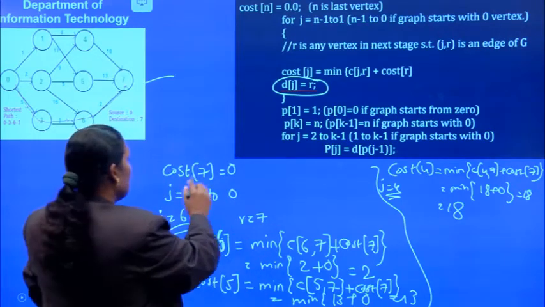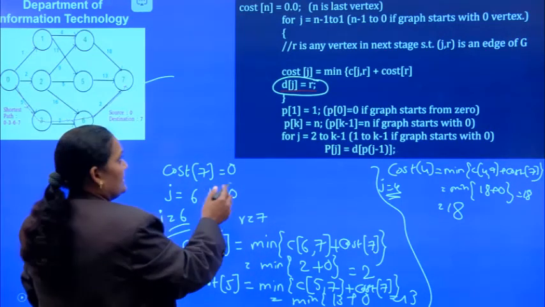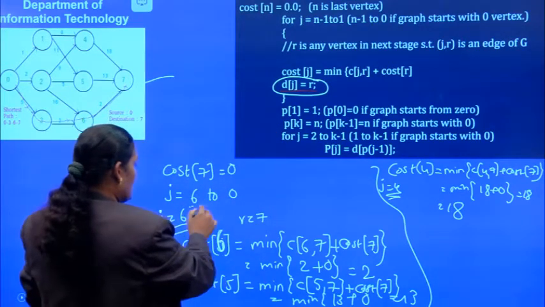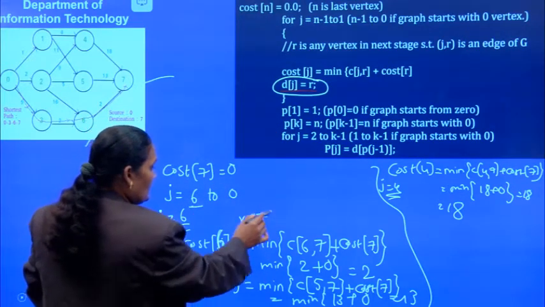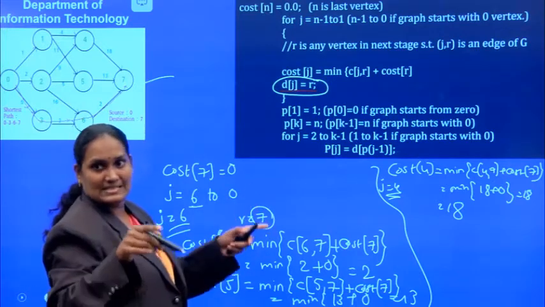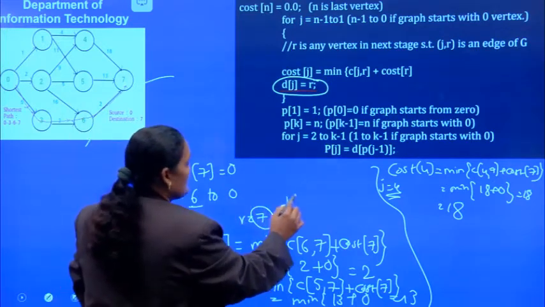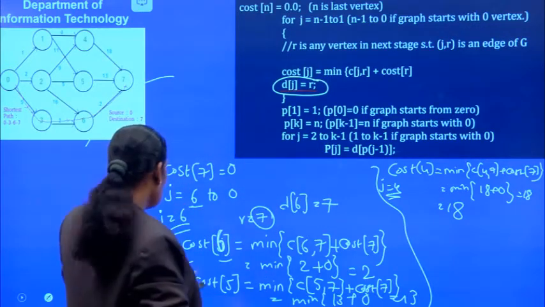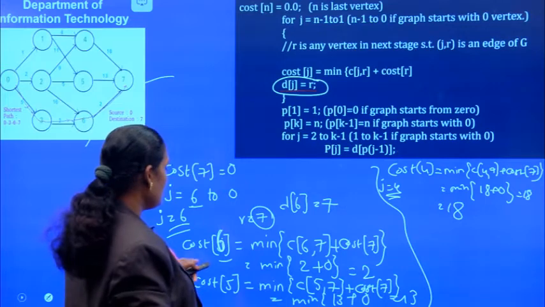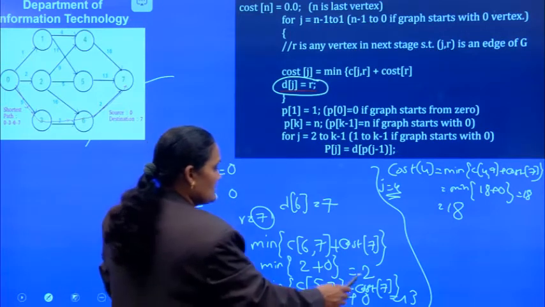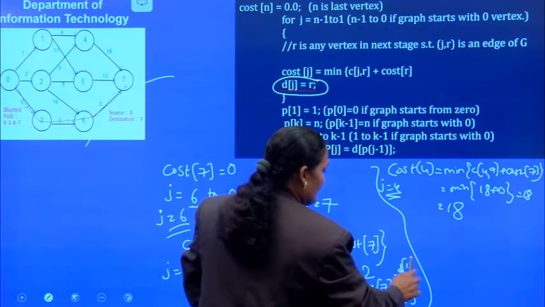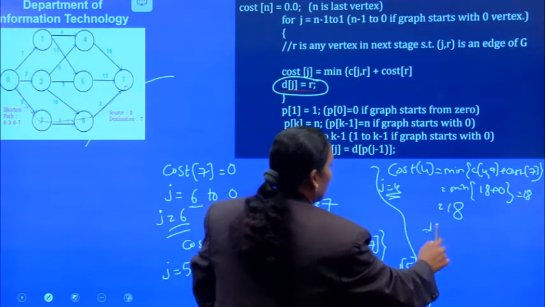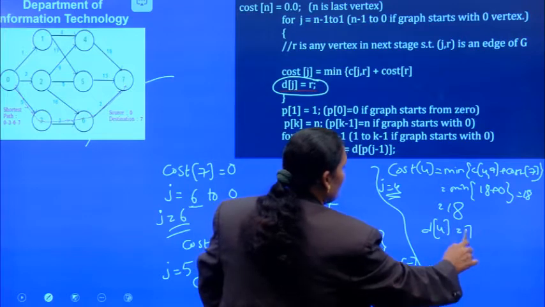Now here, let us see, cost of 7 is 0 and we go for cost of 6. When we get cost of 6, the R value is 7. So D of 6 is equal to 7. In the same case, if you go for j is equal to 5, in that case also you will get 7. So D of 5 is equal to 7. In the same case 4, here also D of 4 is equal to 7.